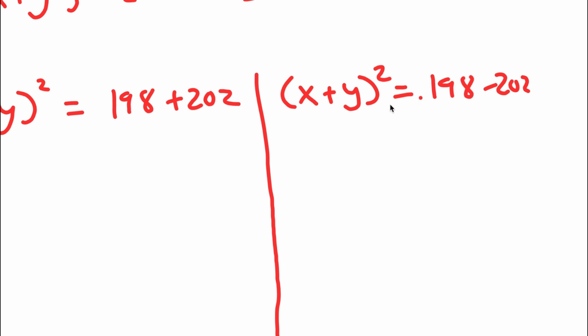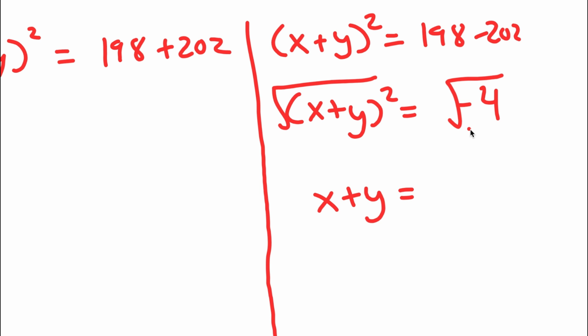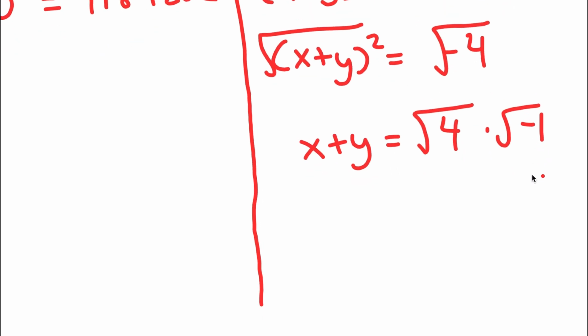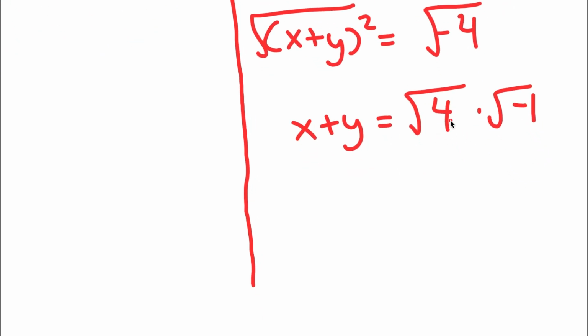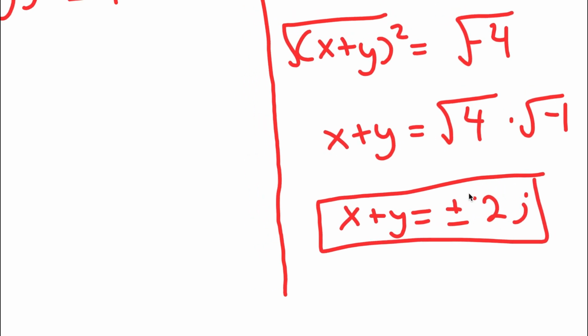So for my right-hand side, 198 minus 202 is negative 4. And if I take the square root on both sides, I get x plus y is equal to the square root of negative 4, which is the same thing as the square root of 4 times the square root of negative 1. Now the square root of 4 is, by the way, positive or negative 2, and the square root of negative 1, if you guys already know, is equal to i. So these are two solutions, and these are imaginary solutions, by the way, not real.